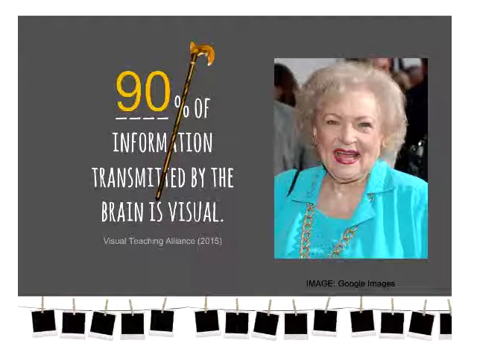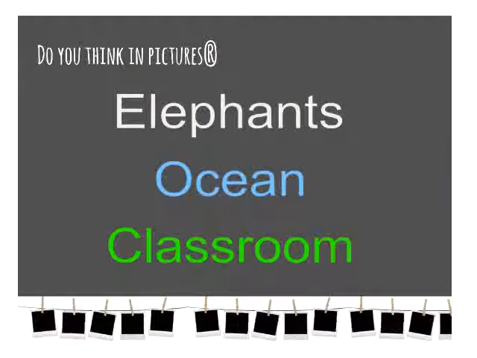that medium? 90% of information transmitted by our brain is visual. And you may say, well, what does that mean? Well, here's what it means. Think about this. If I say the word elephant, or you see the word elephant, what comes to mind? Do you think of a big, gigantic creature on the Serengeti of Africa?